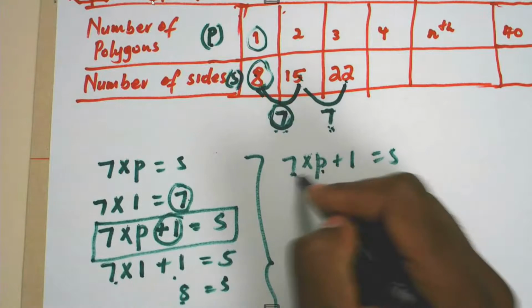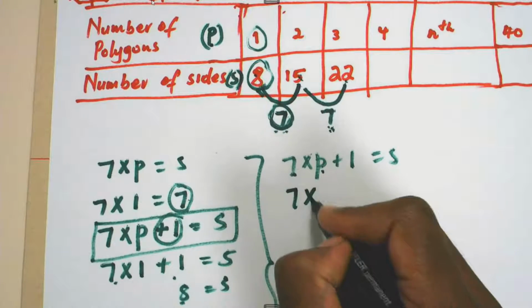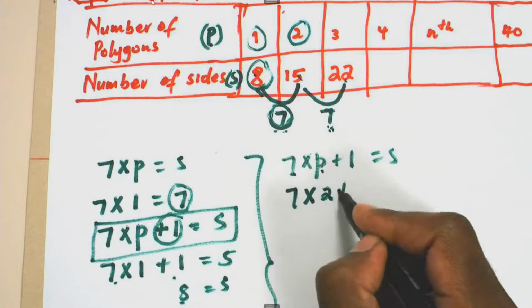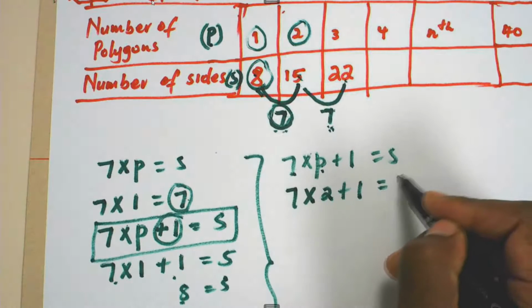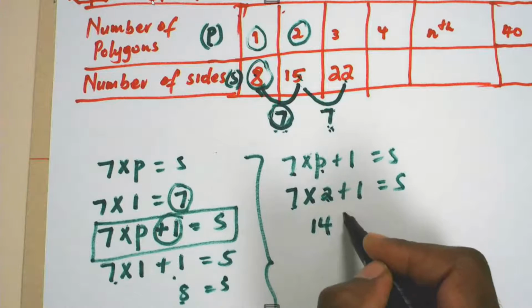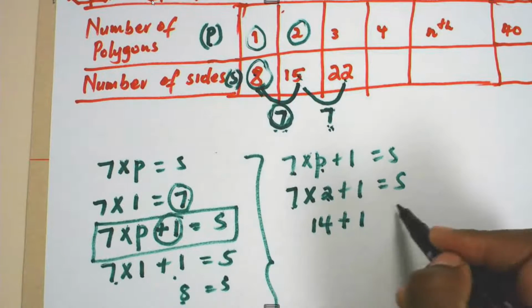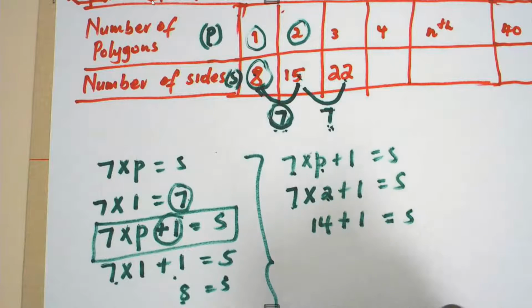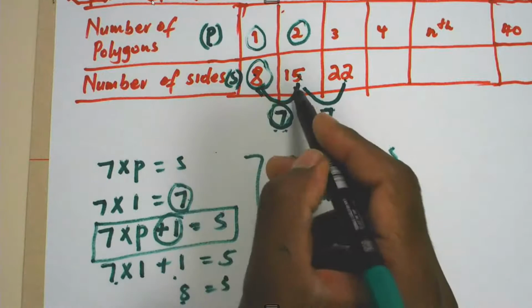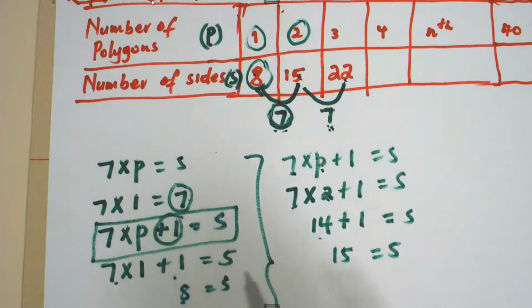So 7 multiplied by P on the second one. How many polygons do we have? 2, plus 1 equals S, which is number of sides. 7 multiplied by 2 equals 14, plus 1 equals S. So 14 plus 1 equals 15. Voila. So we can see the second one gives us the answer as well.